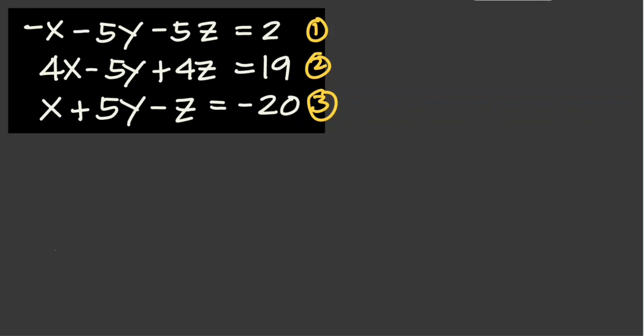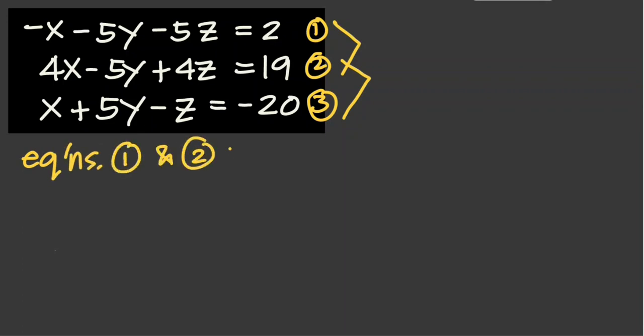So we're given here 3 equations. Now we can pair 2 equations. Let's say we pair equations 1 and 2, and then 2 and 3, and then we solve the new system after eliminating one variable. Okay, so let's do this. Let's pair equations 1 and 2.